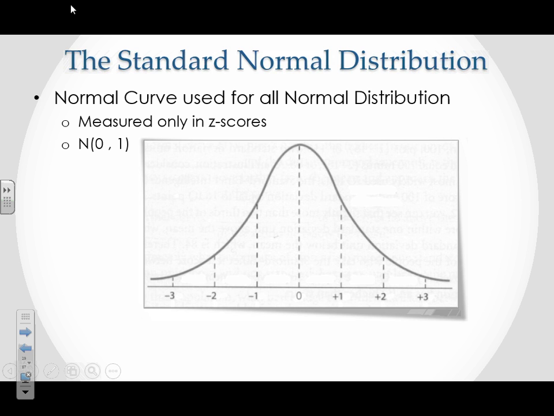Okay, so standard normal distribution, mean's always 0, standard deviation's 1. This happens every time we take a set of data and standardize the values.